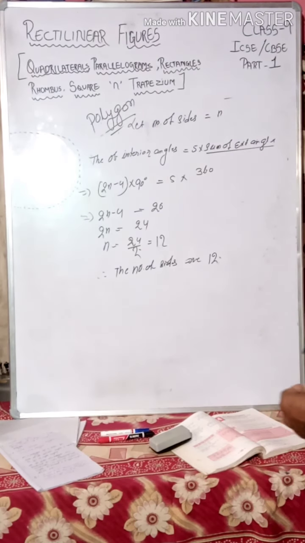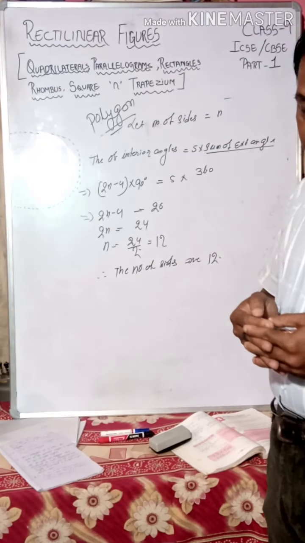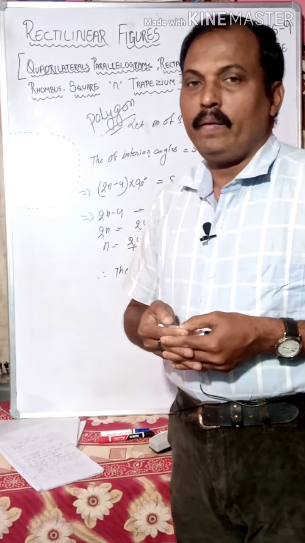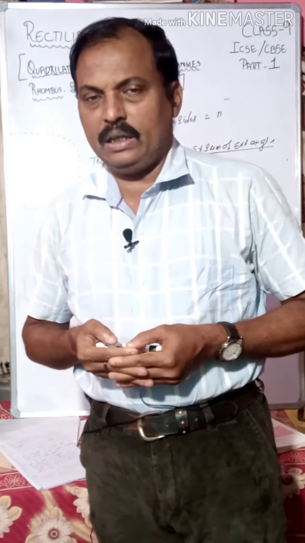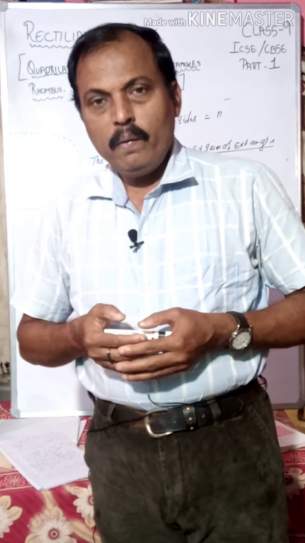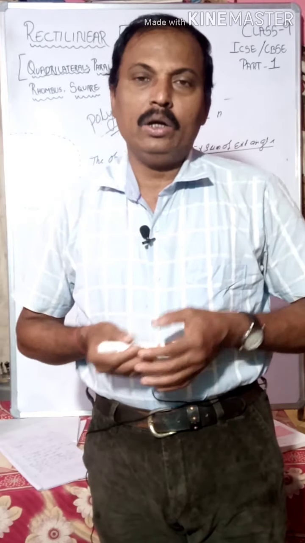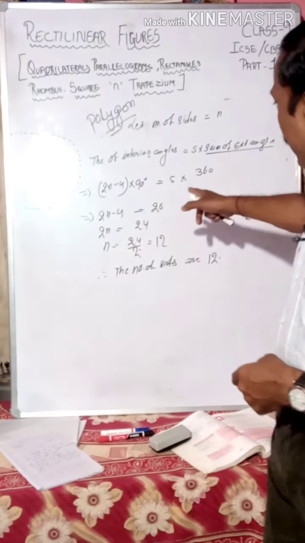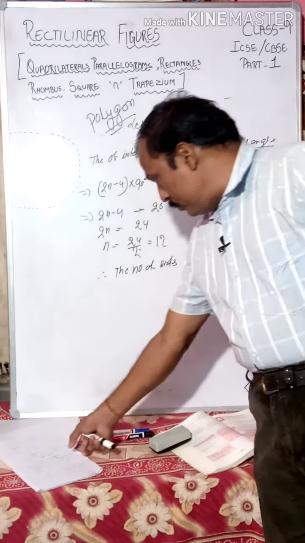This is the first question. The sum of the interior angles is not given directly, but there is a statement relating the sum of the interior angles and the sum of the exterior angles: the sum of the interior angles is 5 times the sum of the exterior angles. We know the sum of exterior angles is always 360 degrees in any polygon. So 5 into 360 is the sum of interior angles. Let the number of sides of the polygon be n. The sum of interior angles is 2n minus 4 into a right angle, so 2n minus 4 into 90 is equal to 5 into 360. So n is equal to 12. The number of sides of the polygon is 12.